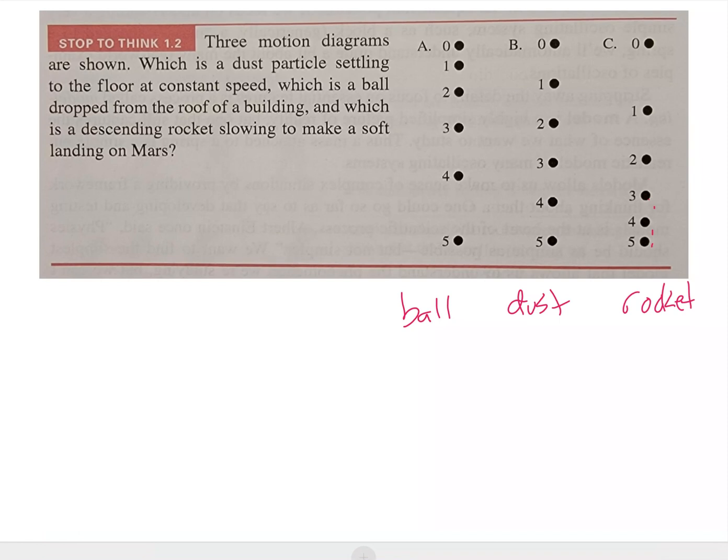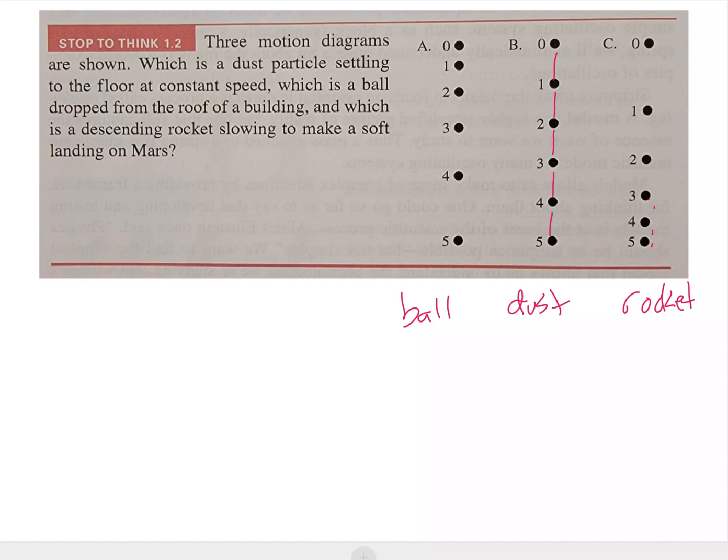What else? The dust is settling at a constant speed, and that's what's going on here. The gap between each one of these is the same each time. Okay, good. It's because the surface area for the wind resistance is heavier than the mass of it. And what about the ball?